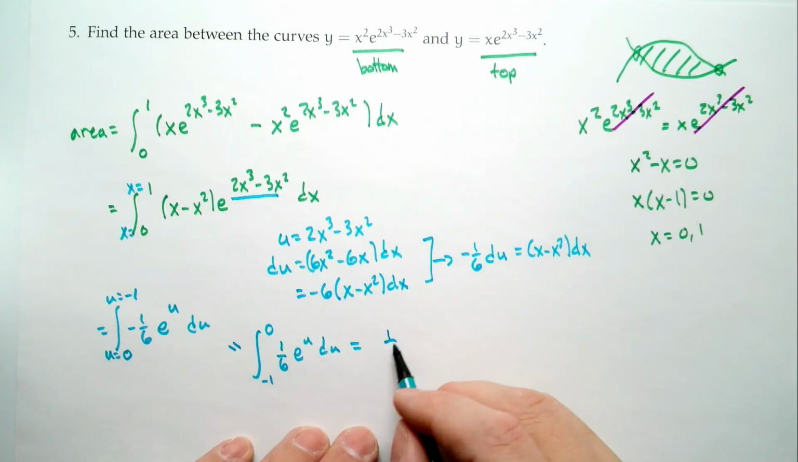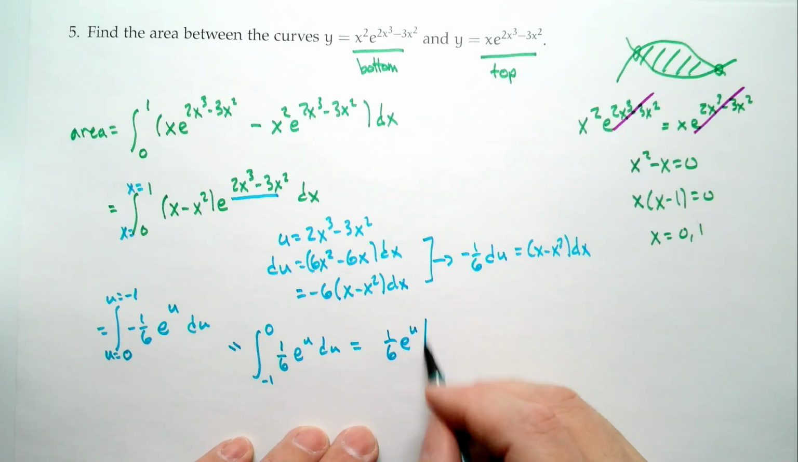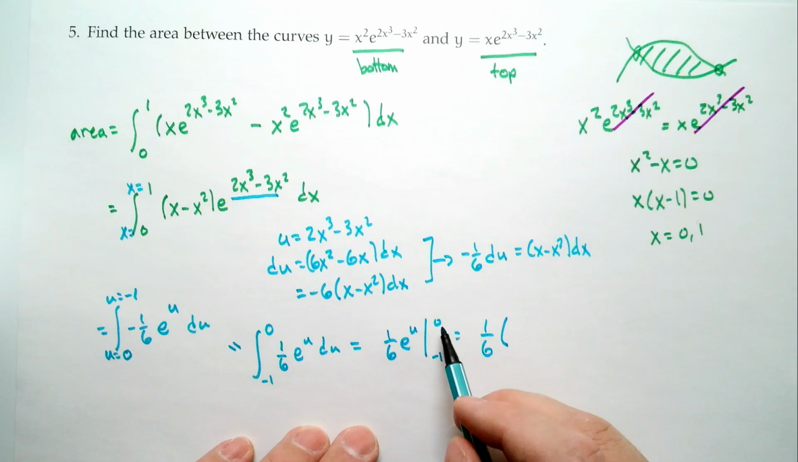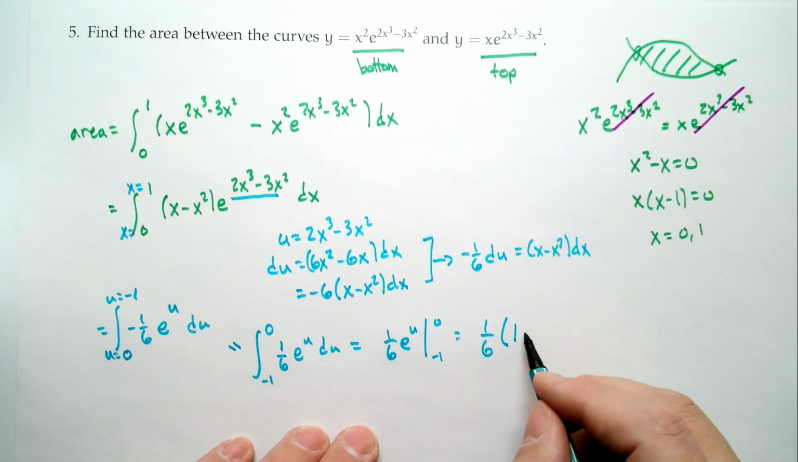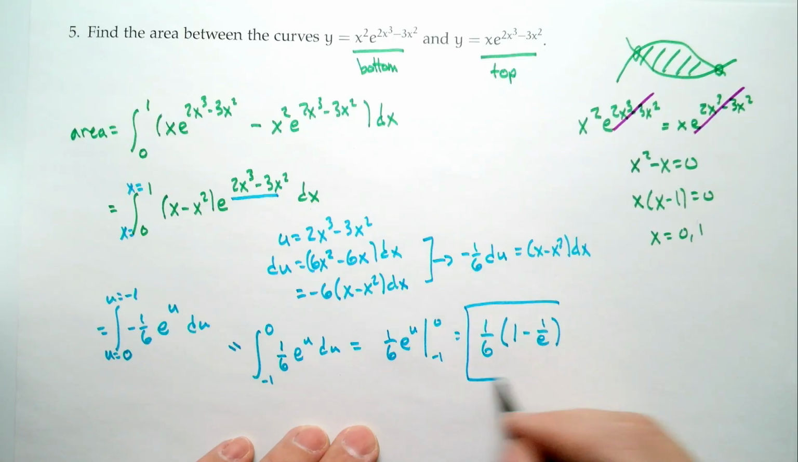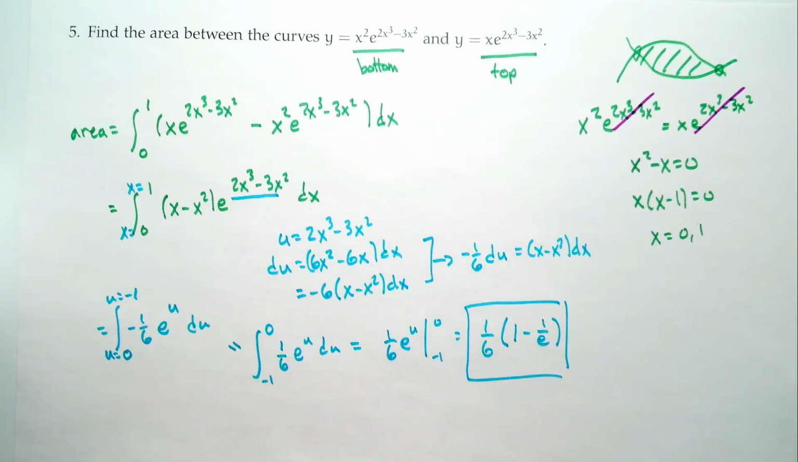So we get 1/6 e to the u, evaluated from negative 1 to 0, which is 1/6. When you plug in e to the 0, you get 1. And then when you plug in negative 1, you get e to the negative 1, or if you like, 1 over e. And there's the area. And that is a positive number.